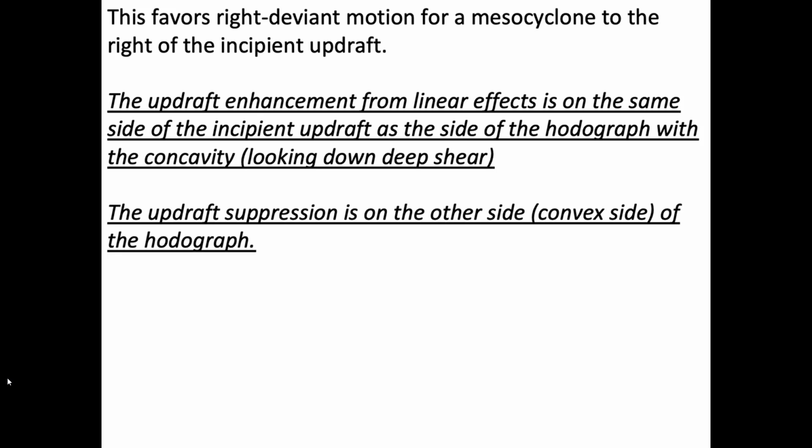For our specific case, that would be to the left of the photograph that we had worked with previously, but in more general terms, the updraft suppression is on the convex side of the photograph looking down the deep shear vector. Again, that is going to be when considering where, relative to that incipient updraft, looking down the deep shear vector, we have the linear effect enhancing our perturbation upward motion from the linear perturbation pressure effect.